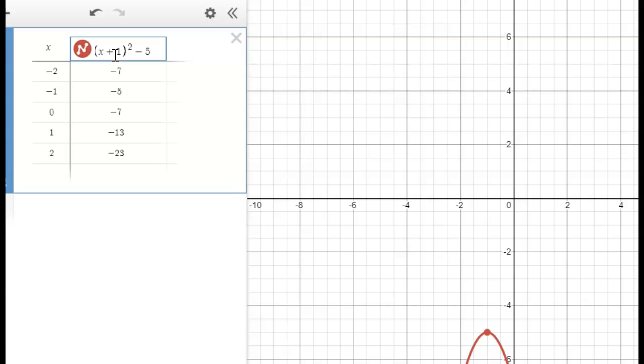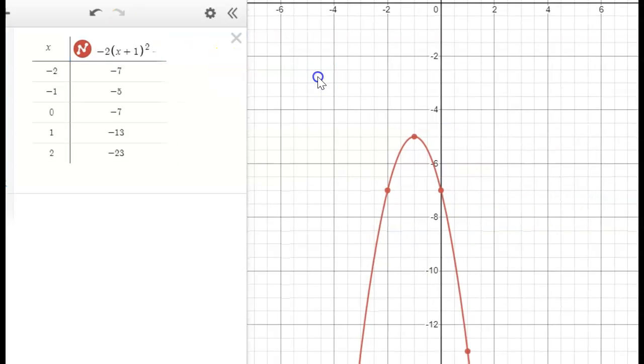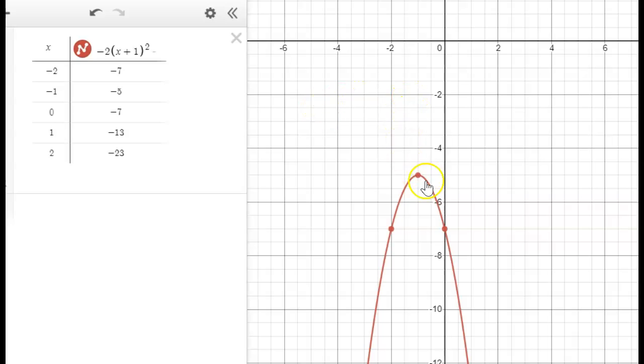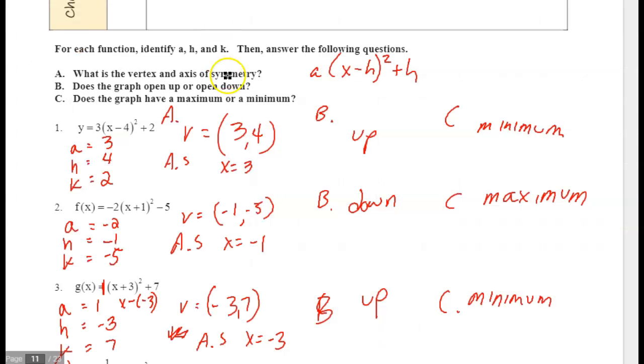So I have this entire graph entered in. Negative 2, x plus 1 squared minus 5. And you can see it's an upside down U. And since there's a dot there, I can hover right over it and it'll tell me what that point is. I got my negative 1, negative 5. Well, remember, where did those come from? That came from here, the negative 1 and the negative 5.